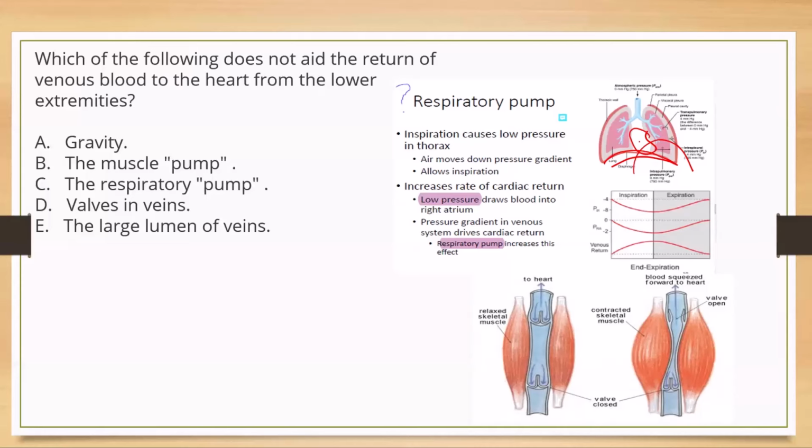And again, veins have valves to prevent the backflow of blood, and because they have valves, this helps to propel blood into the heart. Then of course, you know that compared to the arteries, veins have a larger lumen, and all these together propel blood into the atrium, into the heart. So in all of these, it is gravity that does not aid in the return of venous blood to the heart.